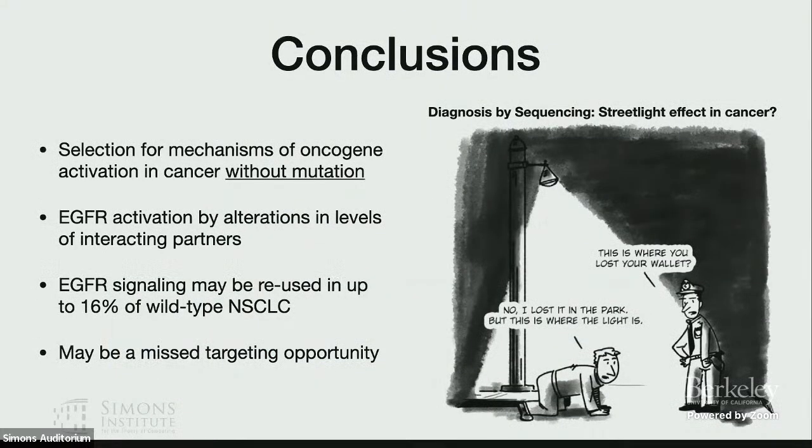So just to conclude here, what we think is going on is there's this tremendous selection for activation of this pathway. Tumors will think about any way that they can do it. And maybe the most obvious way is through mutation, but the other obvious way could be through changes and alterations of interacting partners of key oncogenes. And this leads to what we think is reuse of EGFR in up to 16% of lung cancers. And this may be a targeting opportunity that we've missed in the past.